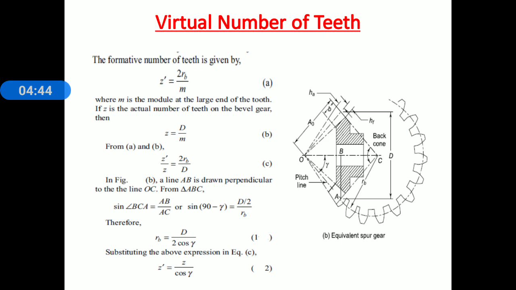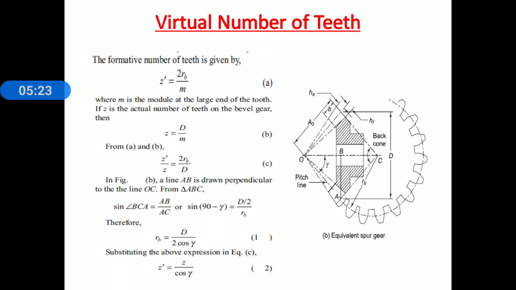Everyone knows how to find the number of teeth in the case of a spur gear. We know the definition of module: pitch circle diameter to the number of teeth, and therefore number of teeth Z is equal to pitch circle diameter divided by the module. Similarly here, Z dash is the number of teeth on a virtual or formative spur gear, that is 2 times Rb, where Rb is the pitch circle radius, divided by module. We consider equation A for getting the formative number of teeth on the imaginary spur gear: Z dash is equal to 2 Rb divided by m.